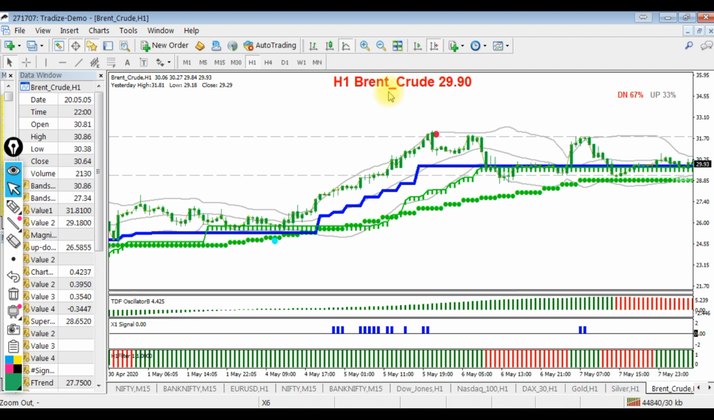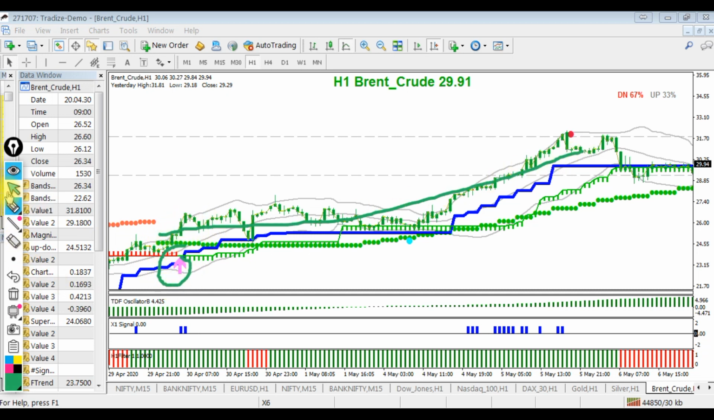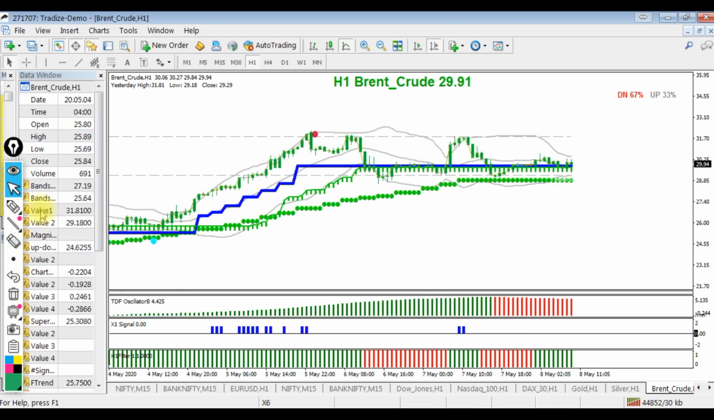See, this is the Brent crude 1 hour chart. We have been showing you the same chart. This was a buy signal which is running in this one. From this level, from 24, now it is at 29. It went up to 32 also. And from there, it is in consolidation mode. There is no fake signal here.